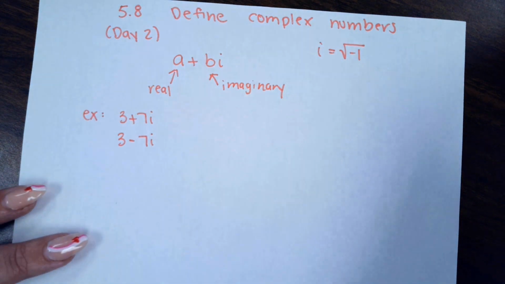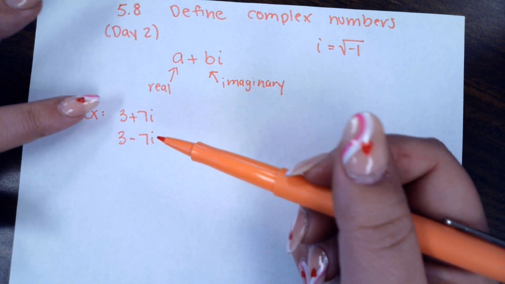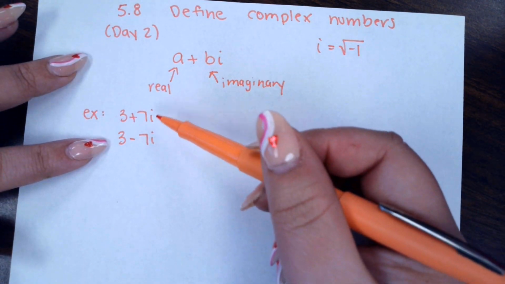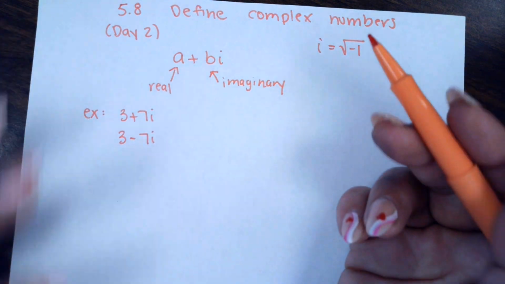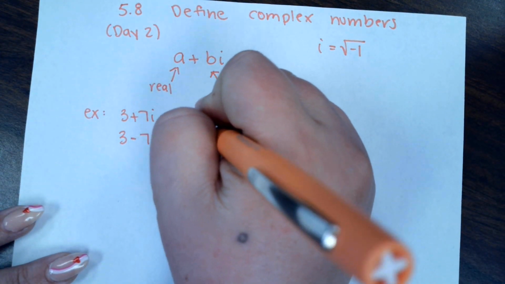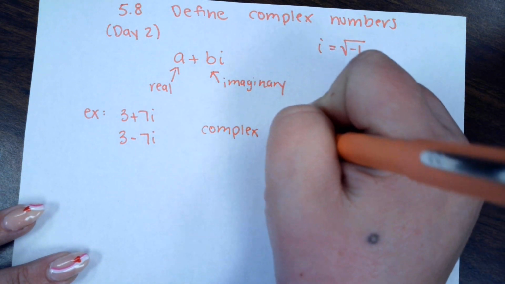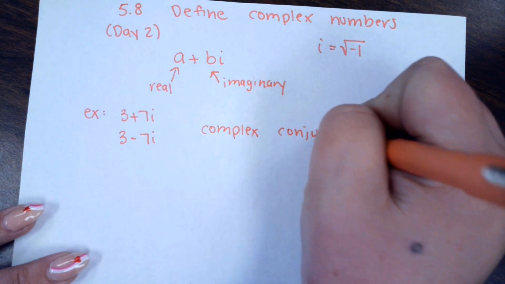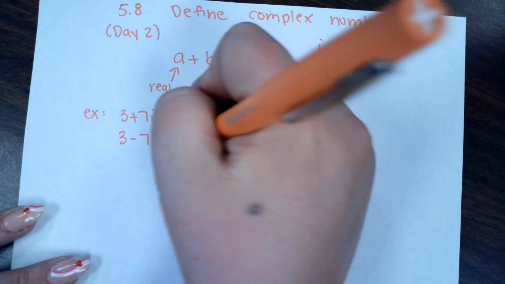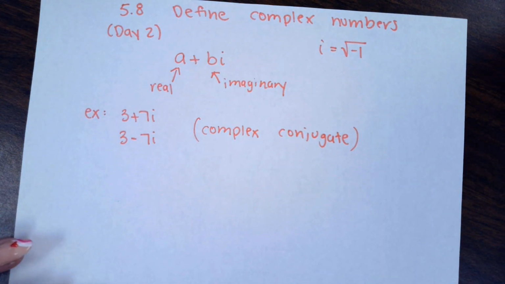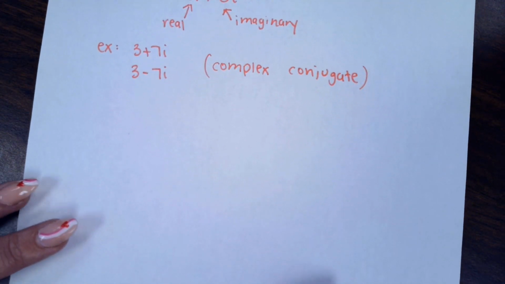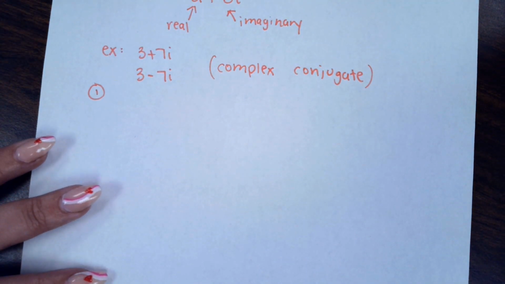This is something that we'll talk about in the future, but you notice how the real parts are the same, the imaginary parts are the same, all we did is change the sign. We call this the complex conjugate. Like I said, we'll talk about that more in a few lessons, but just a little preview there. So let's look at adding and subtracting complex numbers.